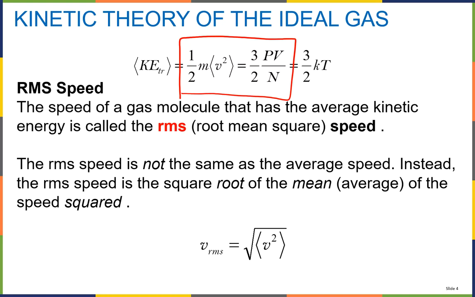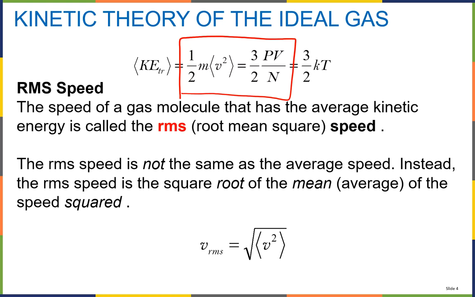That is a funny way of saying average. So it's 1/2 mass times the average of the squared speed. Not the speed averaged and then squared, but the average of the squared speed. And that's an important distinction. Is equal to 3 times pressure times volume over 2 times the number of molecules. That's the outcome of the derivation.